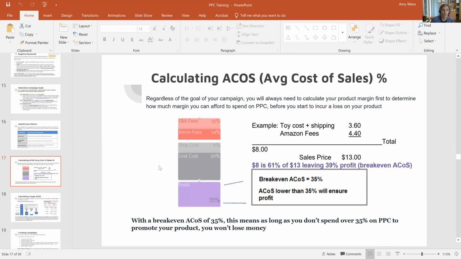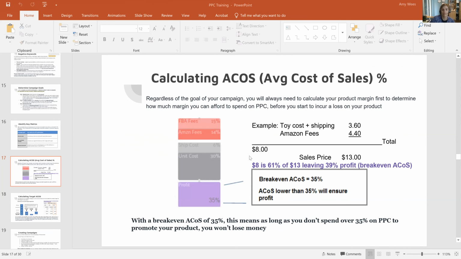But I do want to talk really quick about calculating ACOS, because I know, Andy, this was something you wanted to cover as well. I posted that PDF in the chat too that people can download, so they have a guide. But let's go over that really quick, because that's kind of essential.